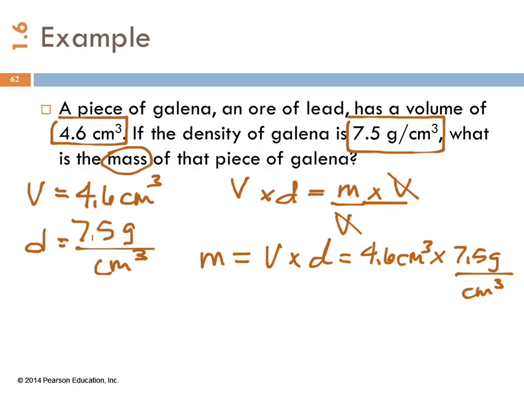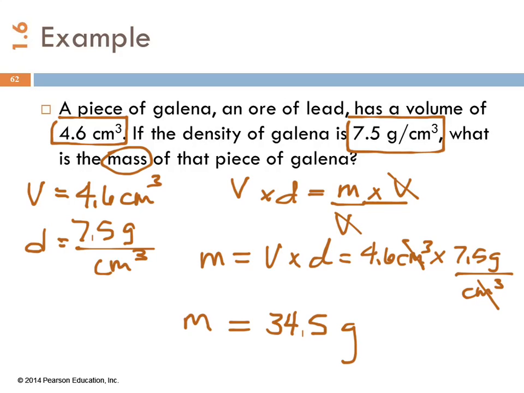Units act like variables in algebra. They'll cancel out or they'll multiply. You know, we did centimeters times centimeters times centimeters, which is centimeters cubed. That happens with units. Here we've got centimeters cubed in the numerator and centimeters cubed in the denominator. Anything divided by itself is 1. We say those cancel out. So what we have left is 4.6 times 7.5, which is equal to 34.5, and the unit that's left is gram.